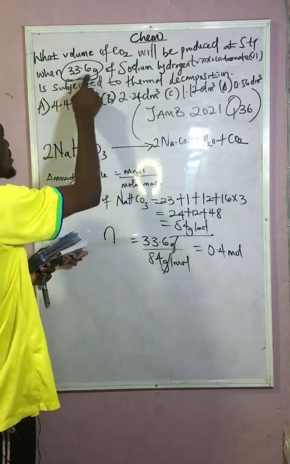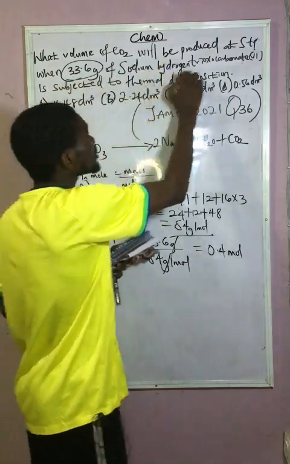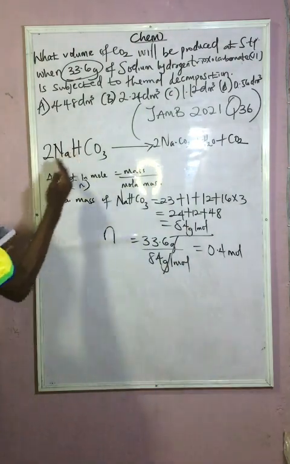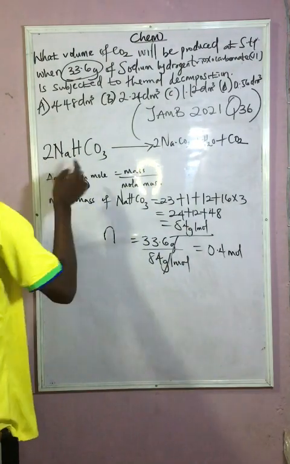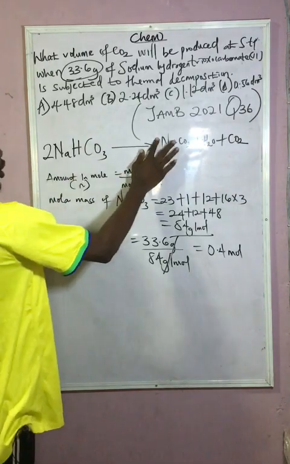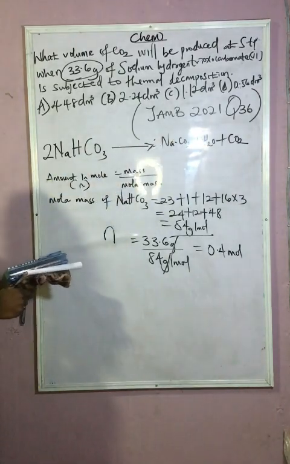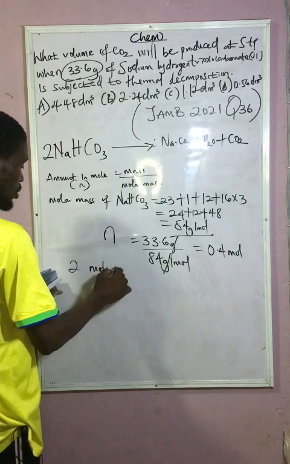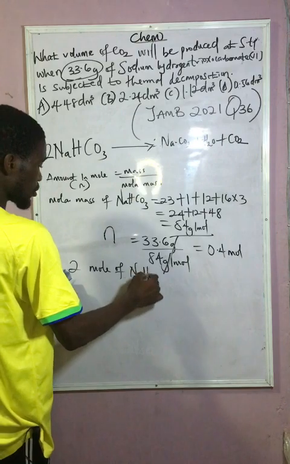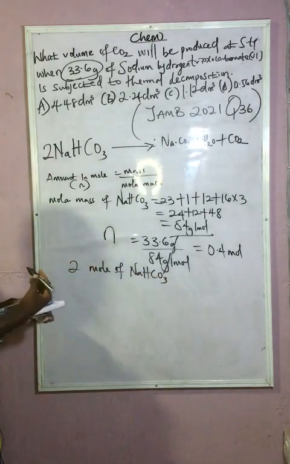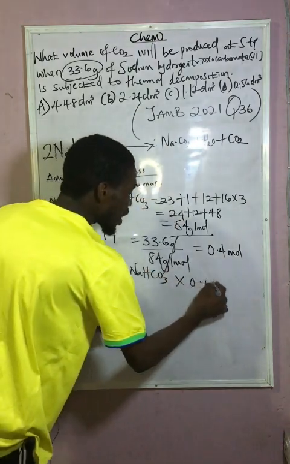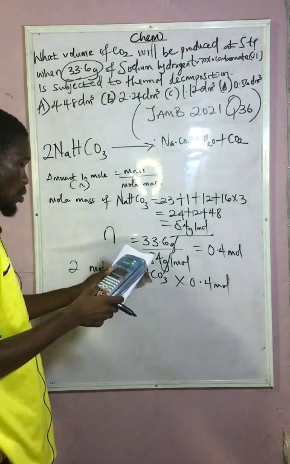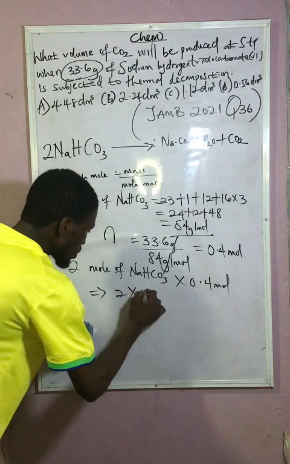So class, go back to that question that states what volume of CO2 will be produced at STP when 33.6 gram of sodium hydrogen trioxocarbonate(V). When you look at the reactant side, we have 2 mole of sodium hydroxide. So we can say 2 mole of, are you with me now? Multiply by the answer we have here. So we have 2 multiply 0.4.